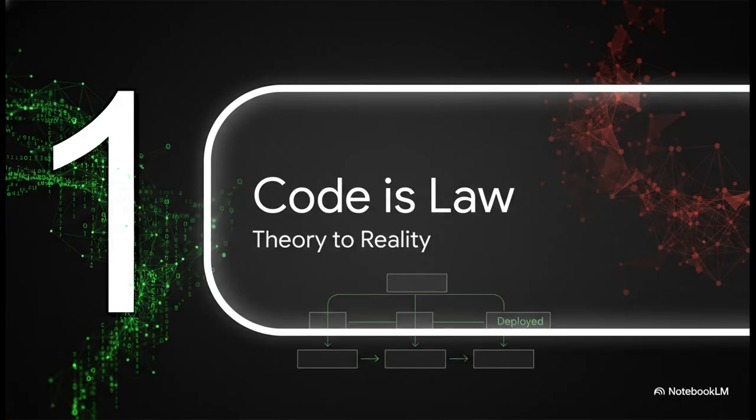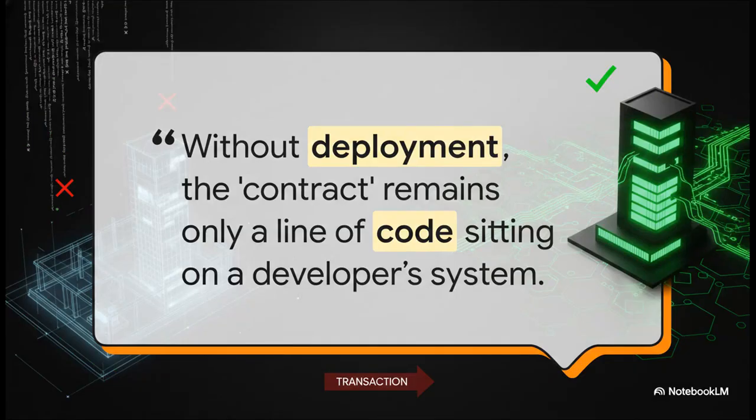So, why is this one single act, deployment, so unbelievably critical? I mean, what's the big deal? Well, this is the exact moment a piece of software morphs into something way more permanent and powerful. Okay, think of it like this. A smart contract sitting on a developer's computer, it's basically an architect's blueprint. Yeah, it's a super detailed plan, but it can't actually do anything on its own. Deployment, that's the moment you hand that blueprint over to the construction crew and they start pouring the concrete. Suddenly, it becomes a real, tangible thing that exists in the world. And you better believe it's not so easy to change after that.